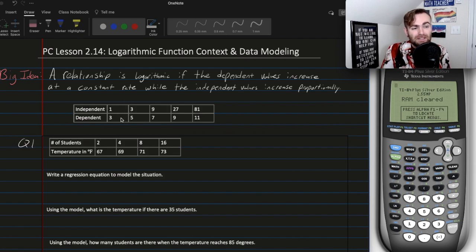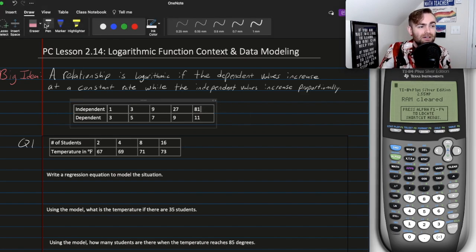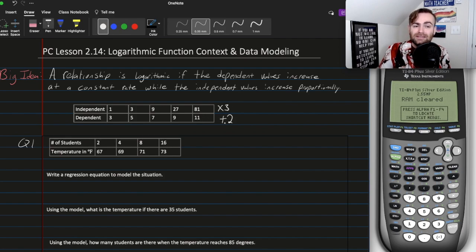So if we look here at this data, we go from 1 to 3, 3 to 9, 9 to 27, and 27 to 81. All of this is a pattern of times 3, where the dependent is going from 3 to 5, 5 to 7, 7 to 9, 9 to 11. That's addition by 2. So the independent is the one increasing proportionally, and the dependent is increasing at a constant rate. Now, the question is, what's the equation that models this?